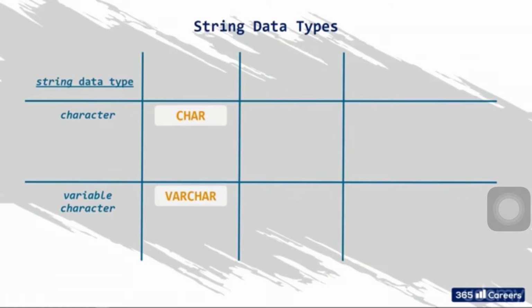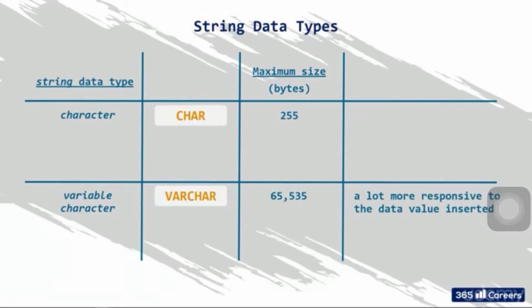A further distinction between the two formats is the maximum size SQL allows for a char and a varchar type. The former cannot be assigned a limit higher than 255 bytes, while the latter can store much longer strings, up to a maximum of 65,535 bytes. You're probably wondering why char exists considering the fact that varchar is a lot more responsive to the data value inserted. Also, varchar would require smaller storage if the value inserted is shorter than the defined maximum size.